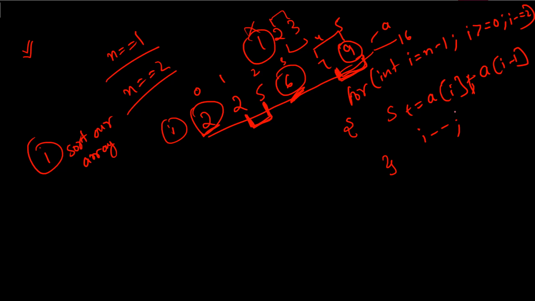Again, what we're going to do is take a of I, that is 5, and a of I minus 1, that is 2, right? So what you'll be getting is 7. So 16 plus 7, you will be having 23.